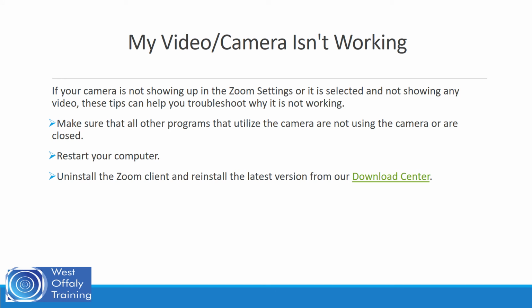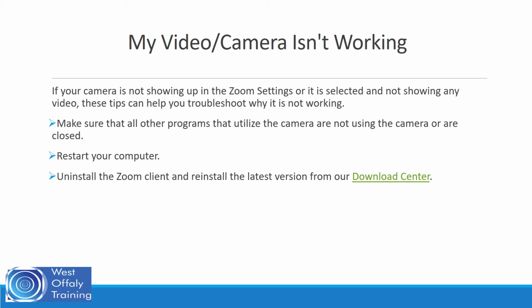The first one that may happen when you're using Zoom is that my video or camera isn't working. If your camera is not showing up in the Zoom settings, or is selected and not showing any video, these tips can help you troubleshoot why it is not working. The first thing you can do is make sure all other programs that utilize the camera are not using it, or that they are closed, so they're not interfering with the camera when you're trying to use Zoom. The alternative is restarting the computer.